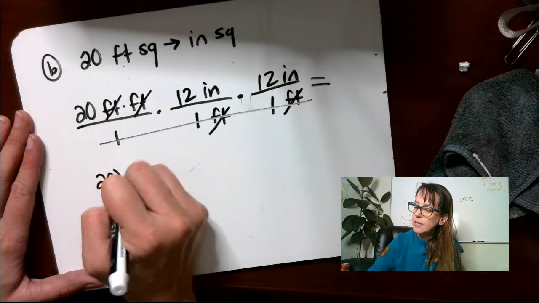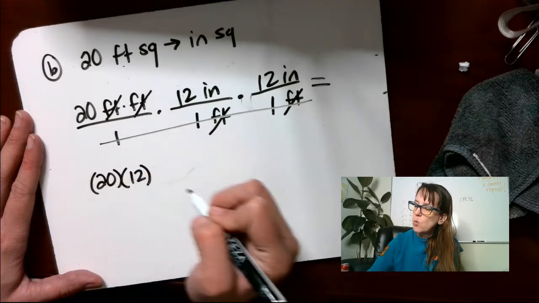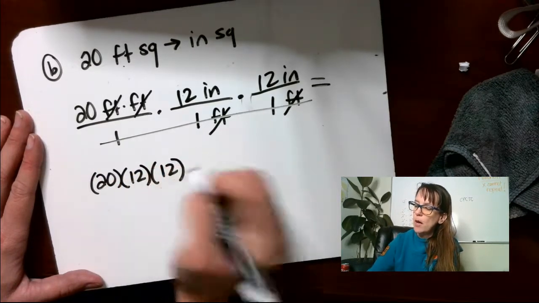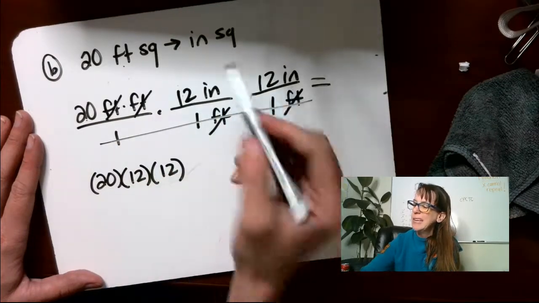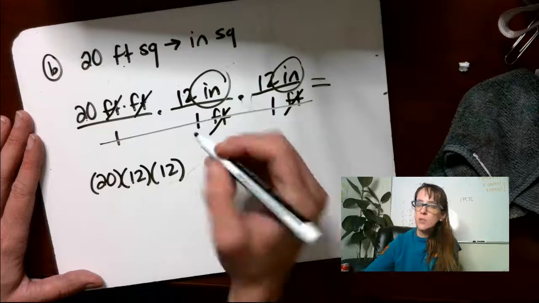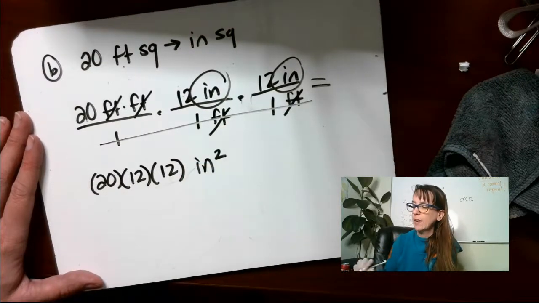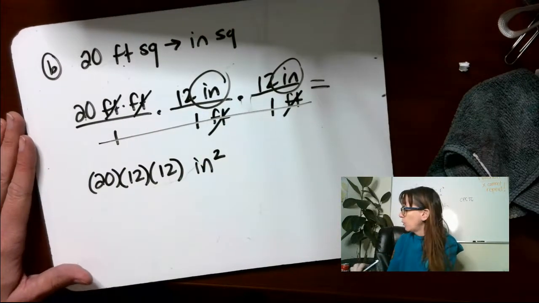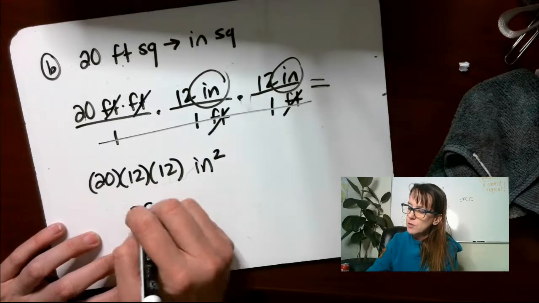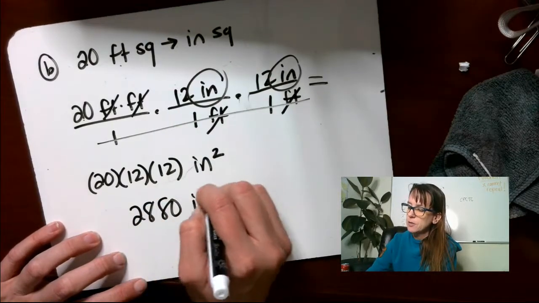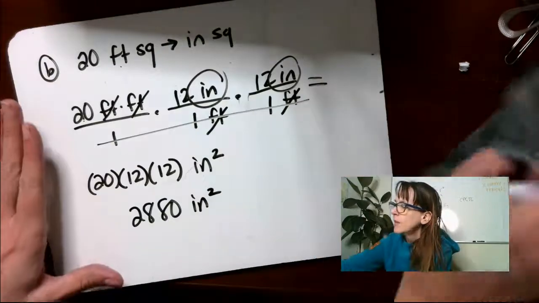Upstairs I have 20 times 12 times 12, and then do you see that? 20 times 12 times 12. The only units I have remaining are inches and inches, which means inches squared. Again, you don't have to do the math on this if you don't want to. If you wanted to, let me just do it so that we've got it. 144 times 20, 2,880 inches squared, okay? Excellent work, guys.